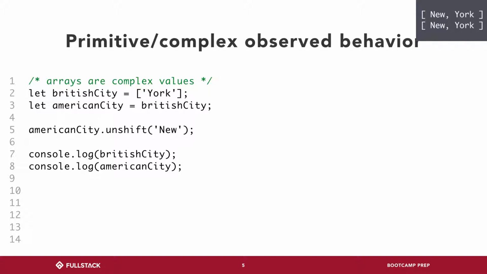We're going to visualize this in a second. These are just quick overviews. So then on line 5, we say, go to wherever American City is and unshift. American City was pointing to a spot in memory where this array was. We touch that array and throw in the new string new. Later on, both of these are still pointing to the same spot in memory where that array actually lives. So when we log them out, they both go to the same memory address and log out the same values.